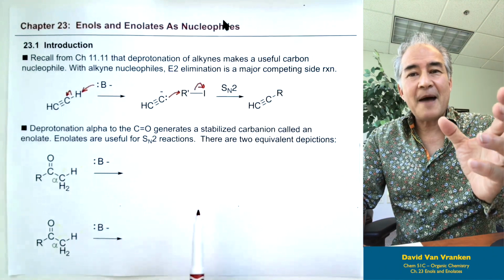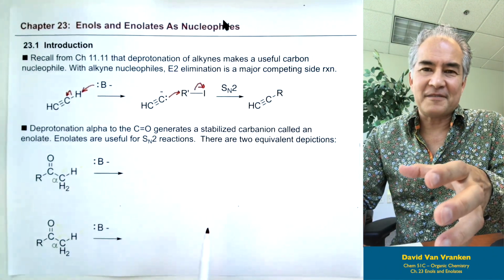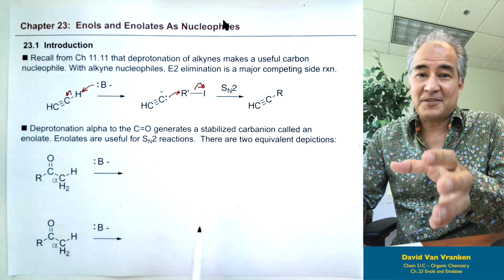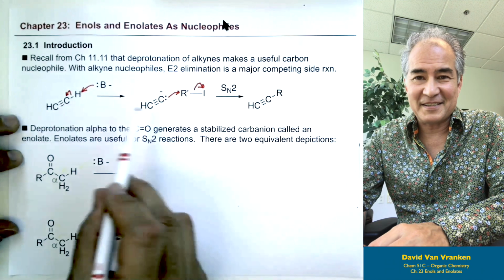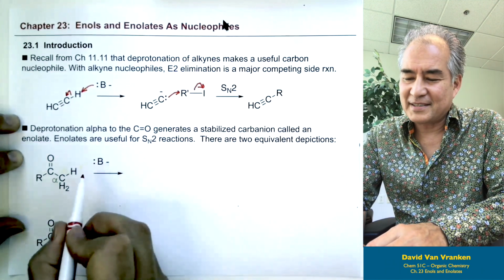And what we're doing in this chapter is we're learning about a new class of carbanions, a powerful class of carbanions, a class of carbanions that's used in nature, a class of carbanions that's used in organic synthesis, unlike these acetylide anions, which are sometimes used, but not as commonly.